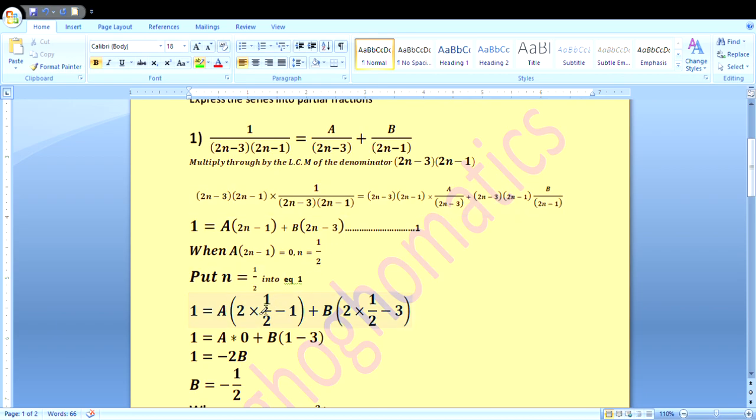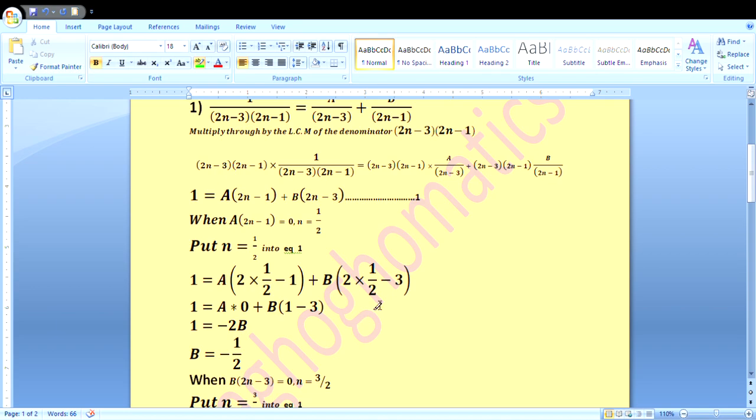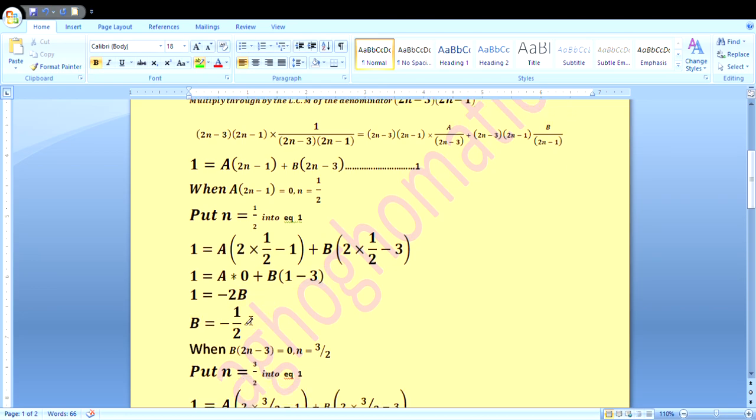Here 2 divided by 2 and we'll be left with 1 minus 1 equals 0. 0 times A is equal to 0. So here 2 in 2 is 1. So 1 minus 3 gives negative 2. So in B, it becomes 1 is equal to minus 2B, so that the value of B is equal to minus half. This is done by dividing both sides by minus 2.